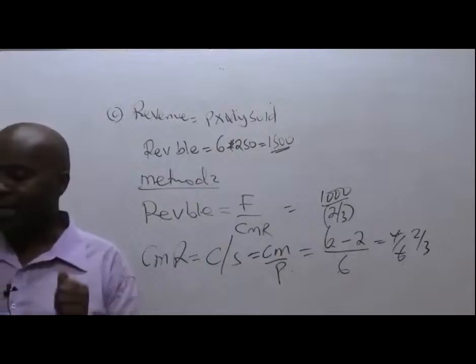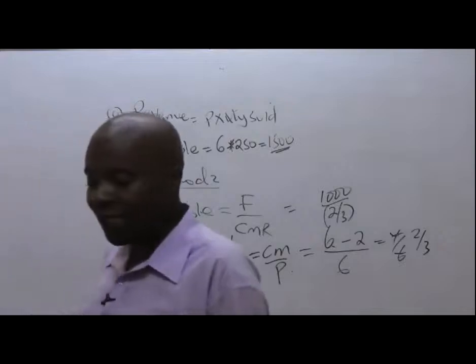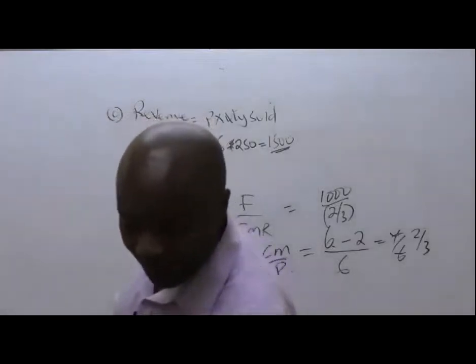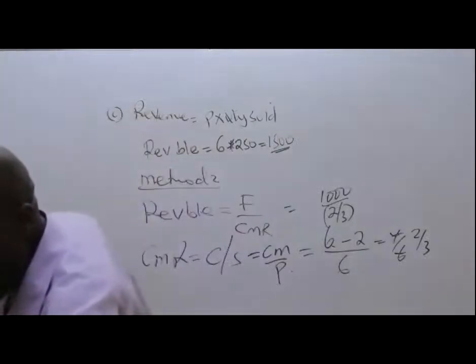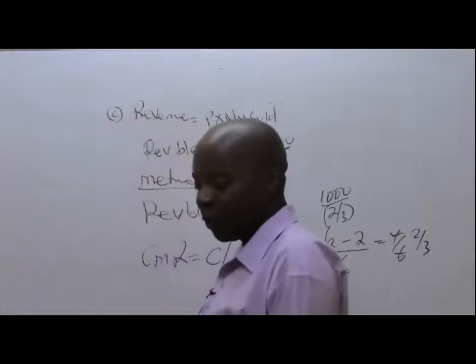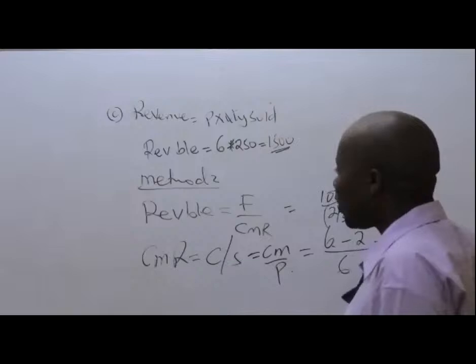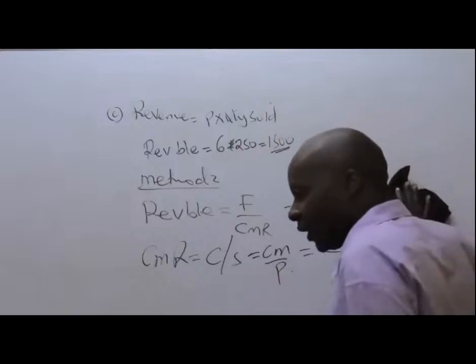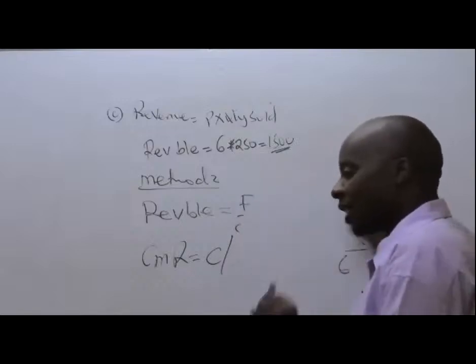So Mary, again, confirms the figure that she had gotten earlier of 1,500. Thank you very much. So there are 2 ways which we'll be using to get revenue break even. I hope up to there we are clear.